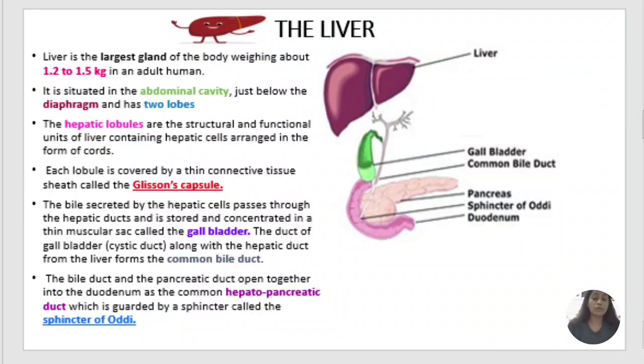Make sure you write down all the important points from this, and I have highlighted them, so I have given them different colors so that you can make sure which are the important ones. So just make sure you're noting down each and every important point from this.